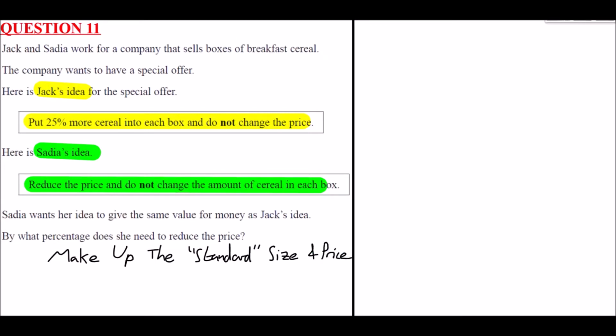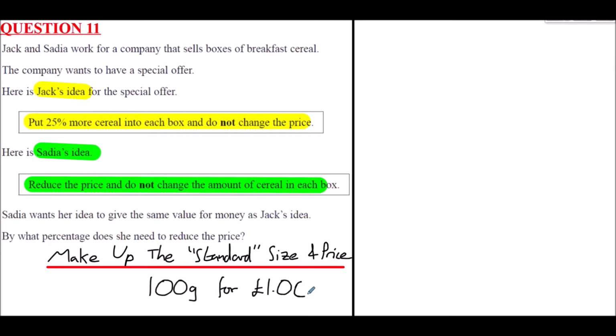Now you could do this method purely algebraically, but I think that is a bit harder because it's more abstract. So when you make up numbers, please make your numbers easy to work with, okay? They don't need to be realistic necessarily. What I'm going to say here, I'm going to say the standard size was 100 grams. I'm picking 100 because that's a really easy number to work with. And for starting price, I'm going to go for probably the easiest amount of money I can think of. I'm just going to go for £1. So 100 grams for £1 is the standard.